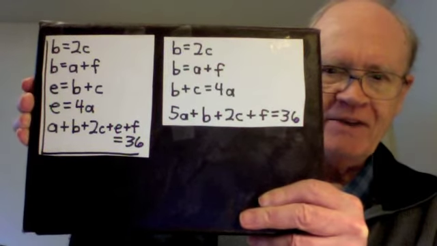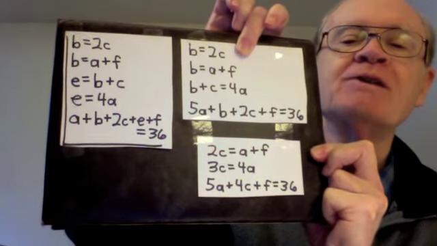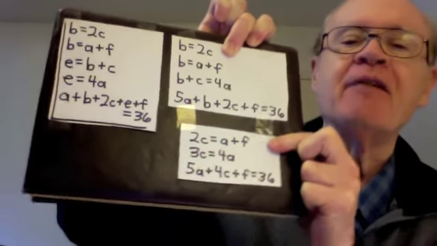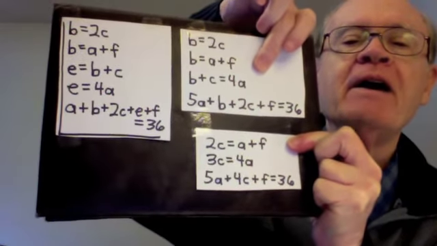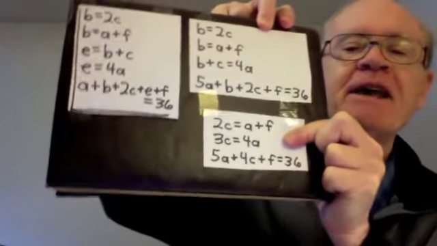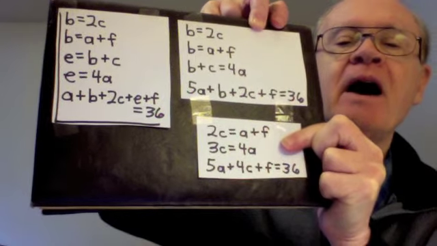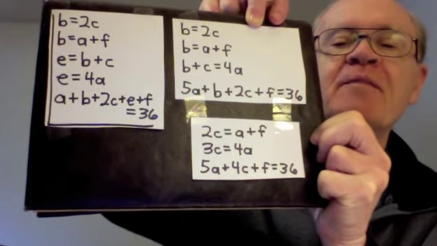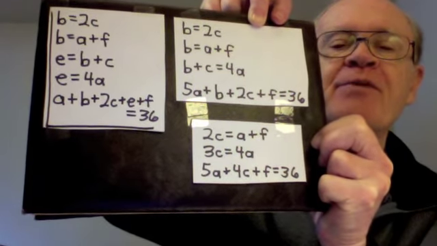Now I will eliminate B. I have taken these first 2 equations, both of which say B equals, and I have equated the right sides of them. 2C equals A plus F. I took the third equation, B plus C equals 4A, and in place of B I put 2C, giving me 3C equals 4A. And in the last equation, I also replaced B by 2C, giving me 5A plus 4C plus F equals 36. So now I'm down to 3 equations and 3 variables.